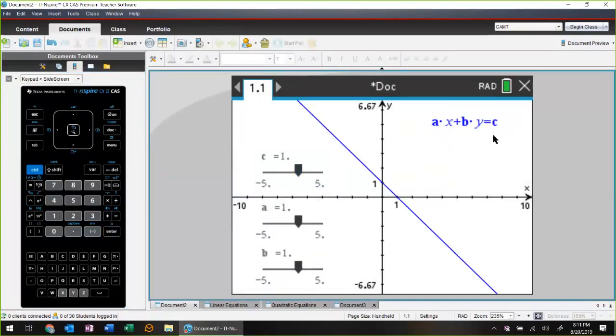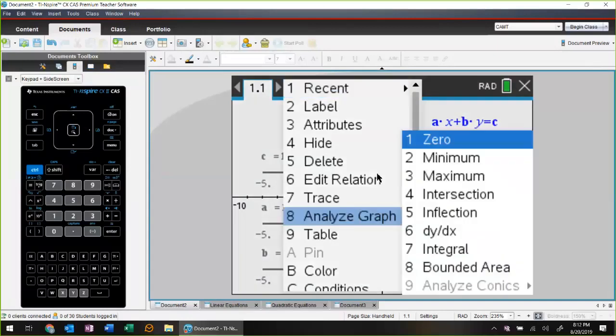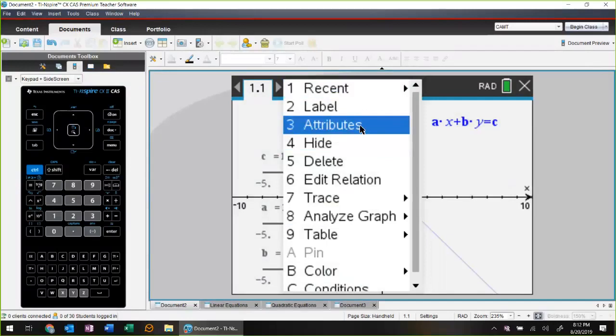Well, there's a new feature on the Nspire CX2 that allows me to change this label so those values from the sliders a, b, and c are dynamically updated. So I'm going to do that now. I'm going to move my cursor over the graph of the equation, and I'm going to hit Control Menu. Control Menu gives me a context menu, and I'm going to choose number 3 here, Attributes.